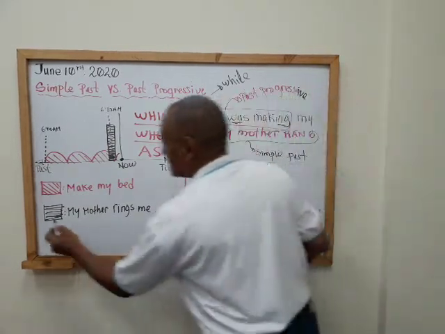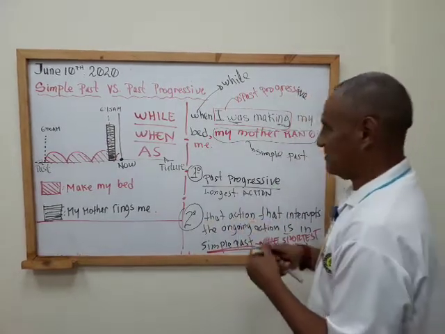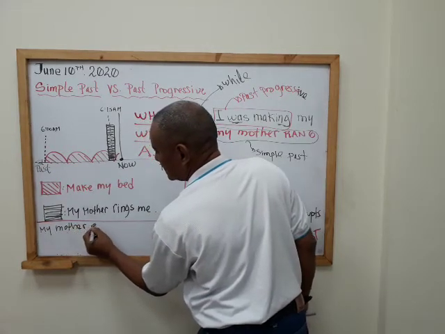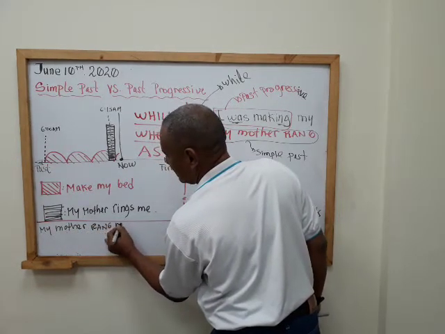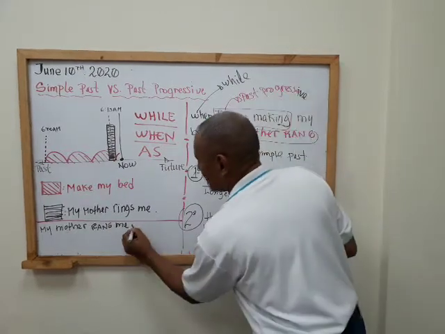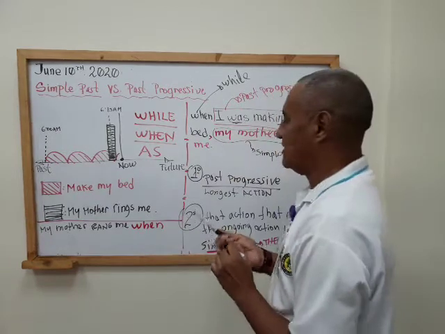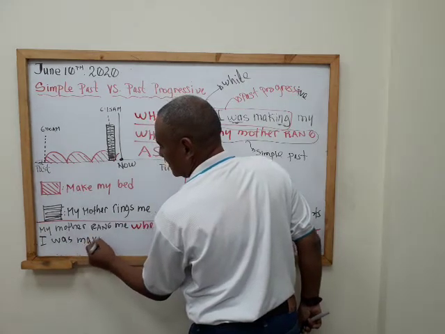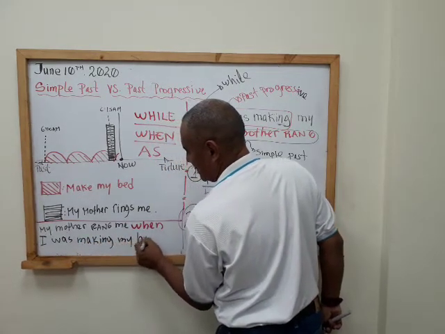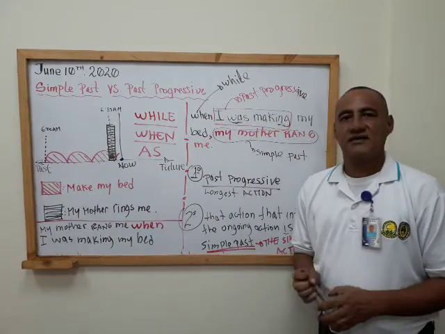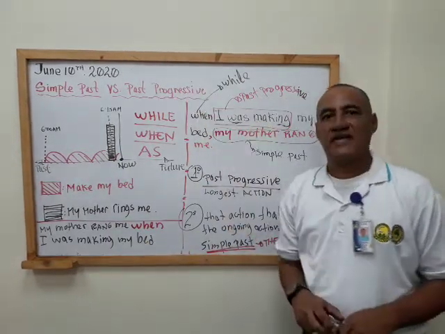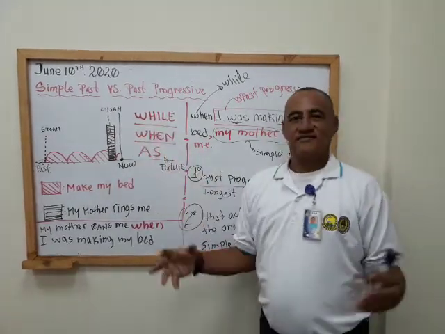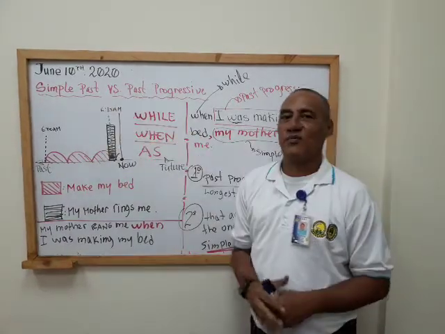Alright, let's set it up down here. Alright, my mother rang me when I was making my bed. Alright. So this is another application of the past progressive, and yeah, this is the best way to face it with the other, simple past.